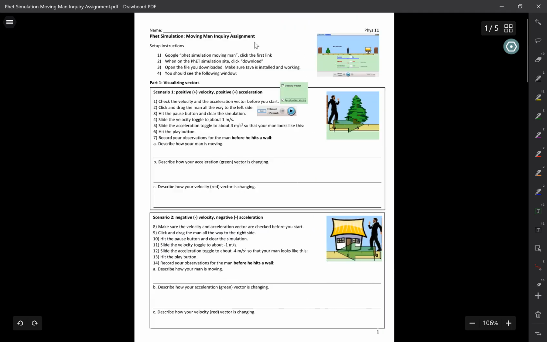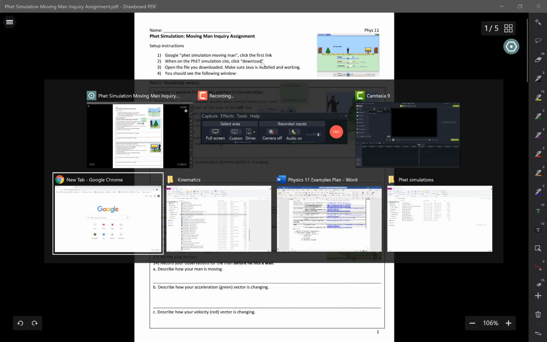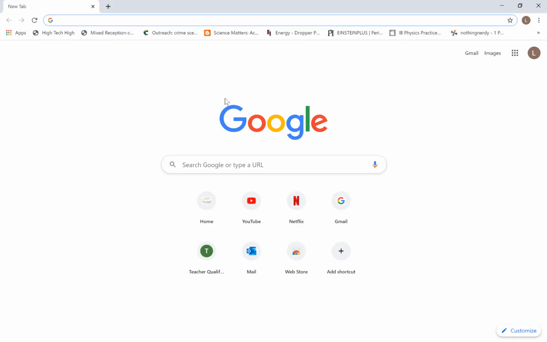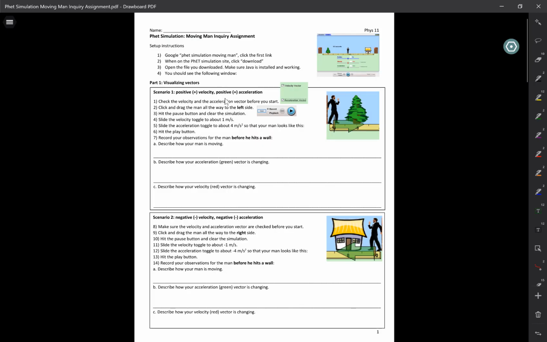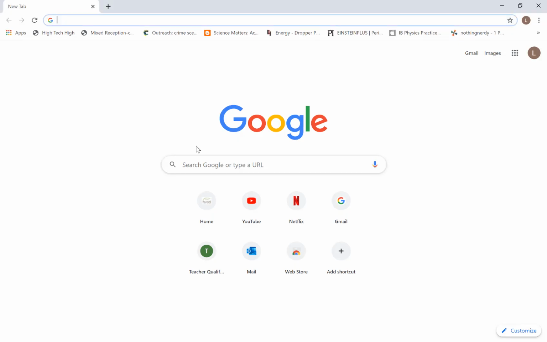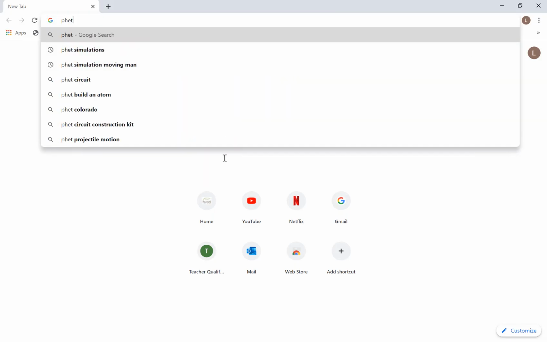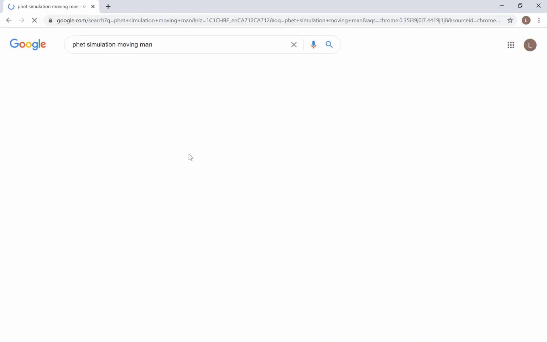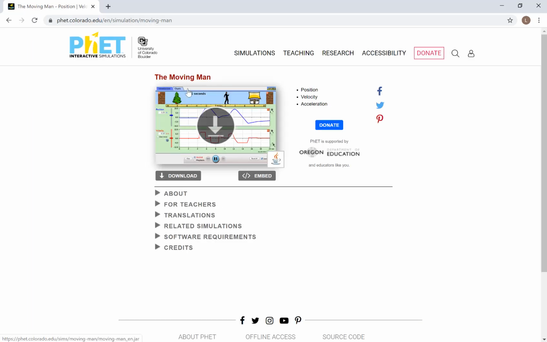For this Phet simulation, we need to go on Google. So set up instructions: Google Phet simulation moving man, click the first link. Okay, so let's go here. And by the way, you can pause me anytime to write something in your assignment. Alright, so Phet simulation moving man. This should be the first hit. Okay. Unfortunately, this simulation can only be run with Java. So please install Java on your computer. No, it's not a virus.